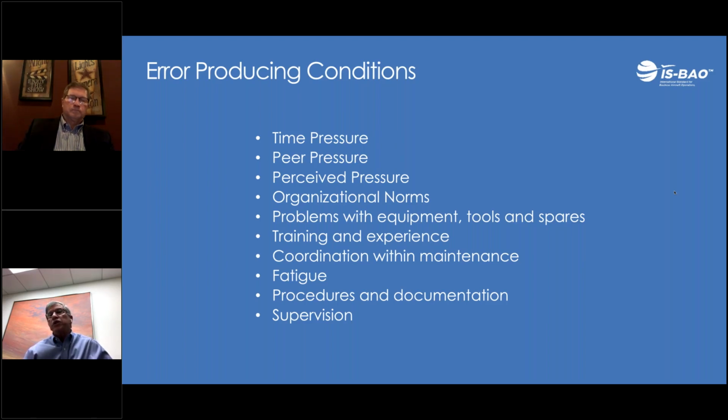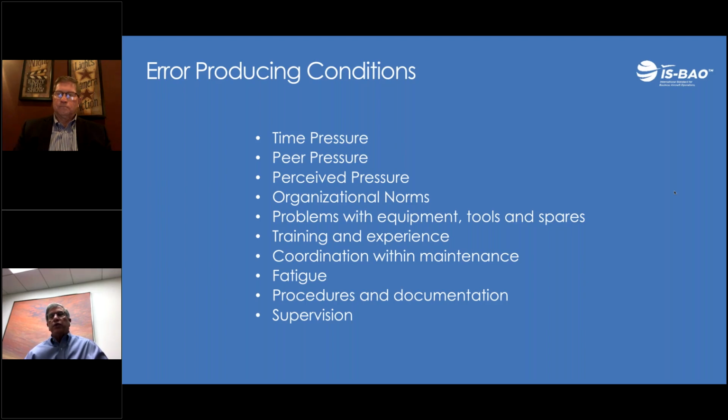And again, your perception is your reality. And if you think there's a pressure out there, you may potentially make a mistake. Organizational norms: we always do it that way. We don't have to pay attention to that SOP. We always kind of do it that way. Those are practical drift ideas as well. Problems with equipment, tools, and spares. Again, if we have the right resources, we've got the right tools. We all know if you've got the right tool for the job, things get done much easier. But sometimes you don't have that.